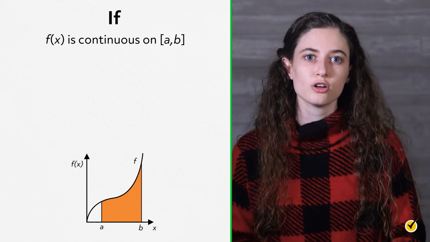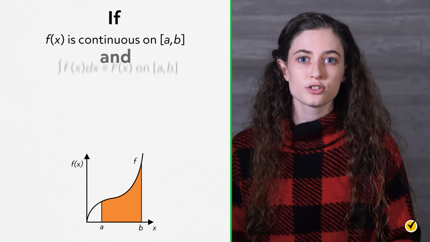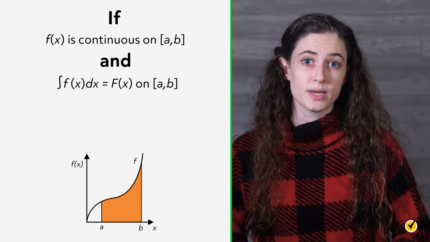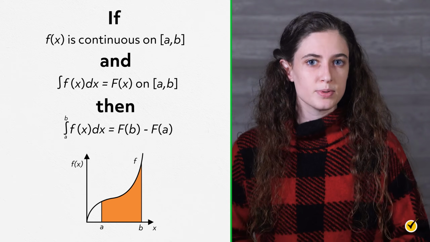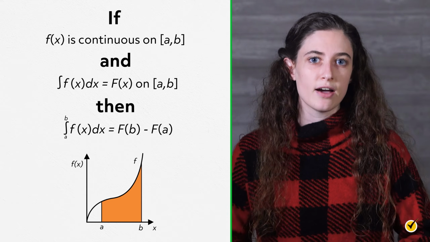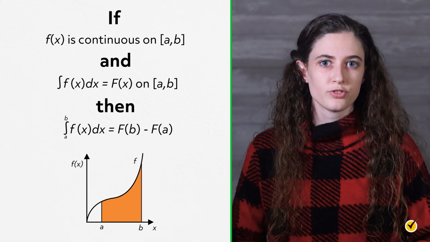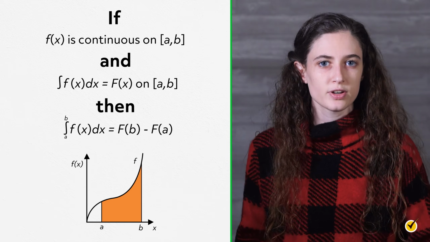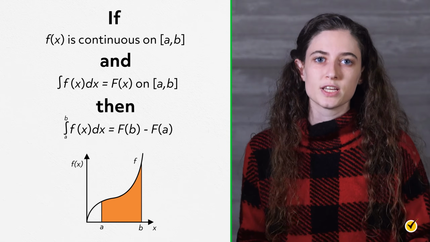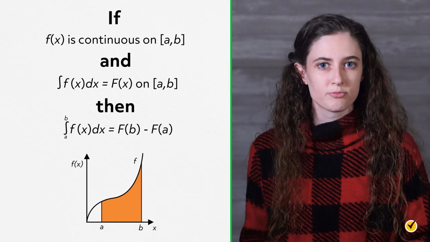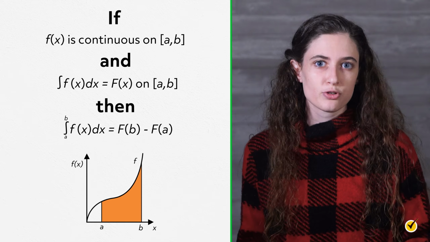And the first part says, if f of x is continuous on the closed interval [a, b], and if the integral of f of x dx is equal to big F of x on the closed interval [a, b], then the integral from a to b of f of x dx is equal to big F of b minus big F of a. This represents the area over the closed interval [a, b] from the x-axis to the function curve. This is called a definite integral because of the limits of integration. a is the lower limit, or the left boundary, and b is the upper limit, or the right boundary.